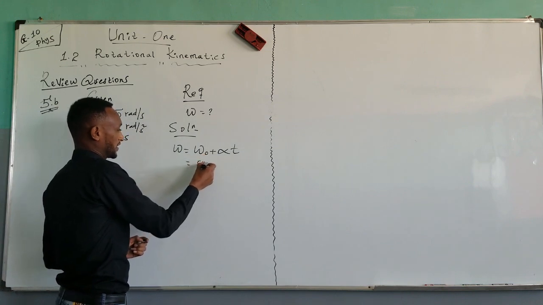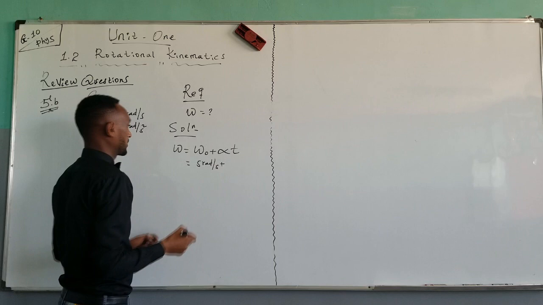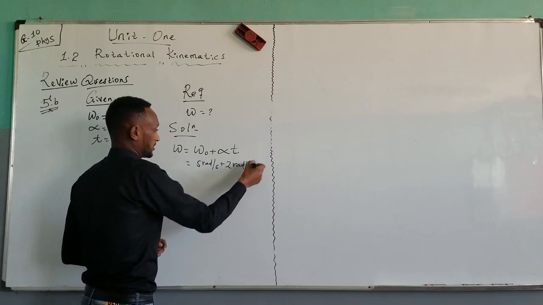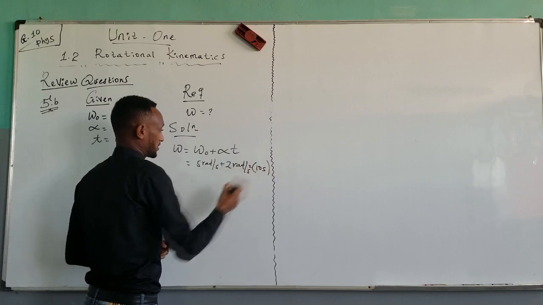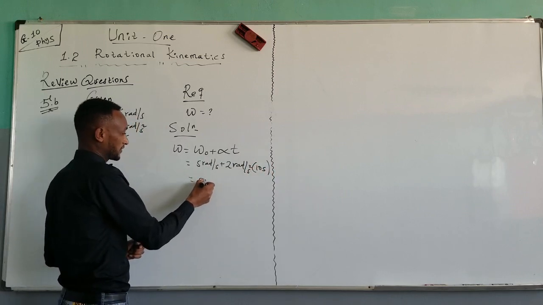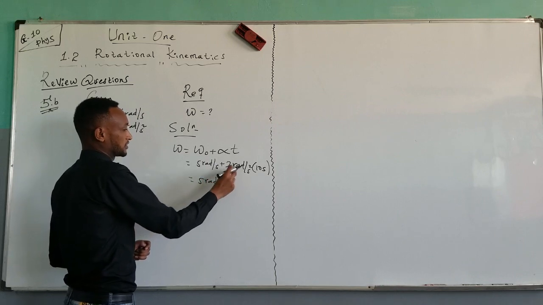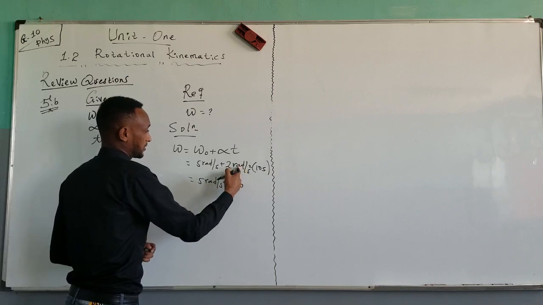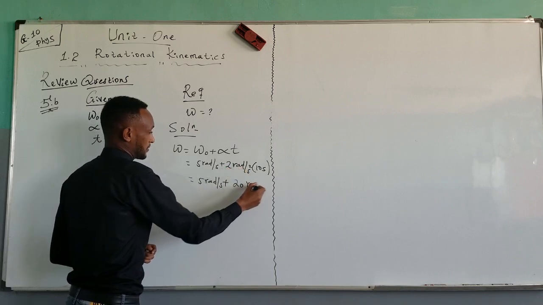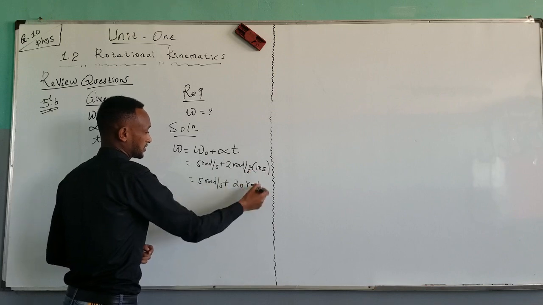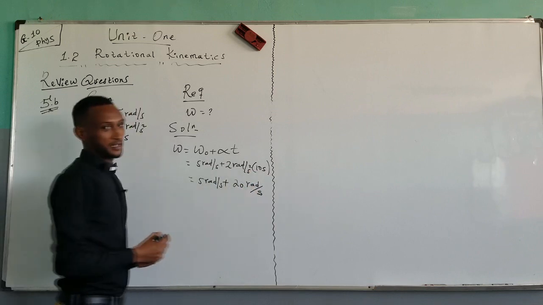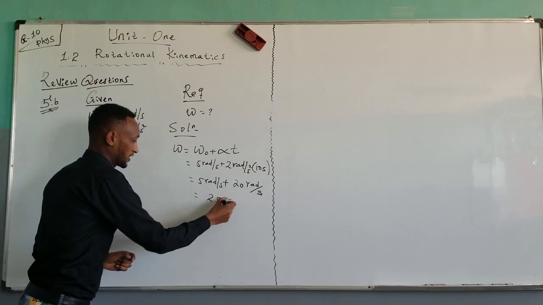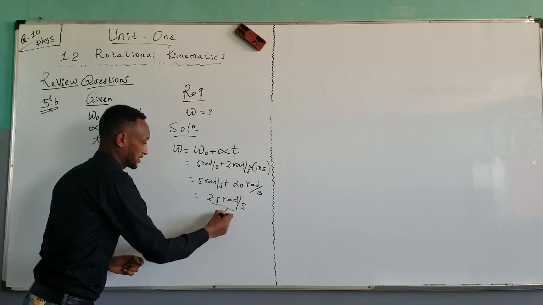If we replace that, the initial angular velocity is 5 radian per second plus the acceleration, 2 radian per second square, times the time, 10 seconds. Here we have 5 radian per second plus 2 times 10 is 20 radian per second square. Here we have 1 second, so we get radian per second. We get that the final angular velocity is equal to 25 radian per second.